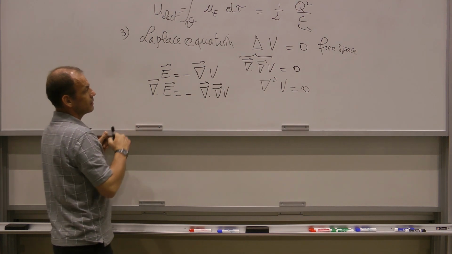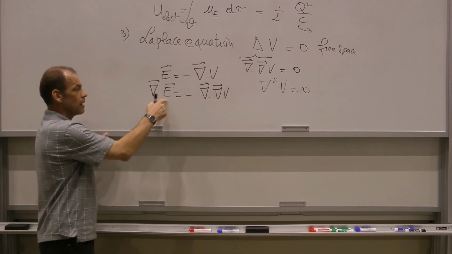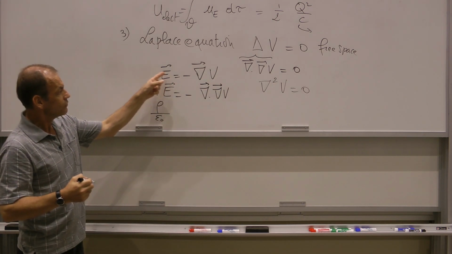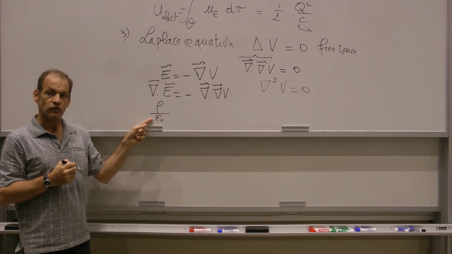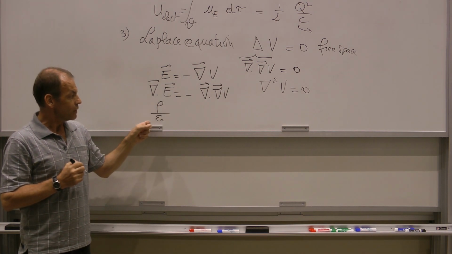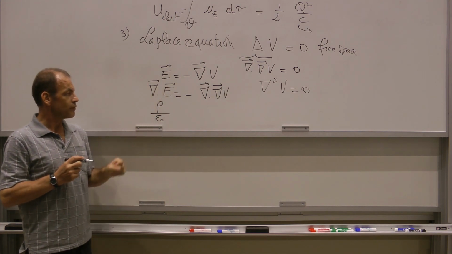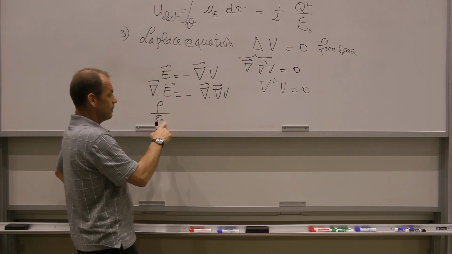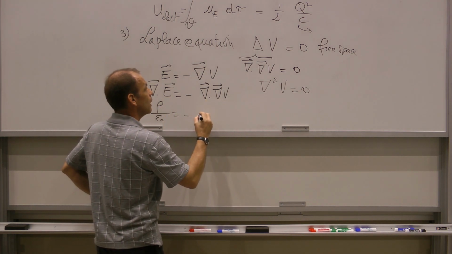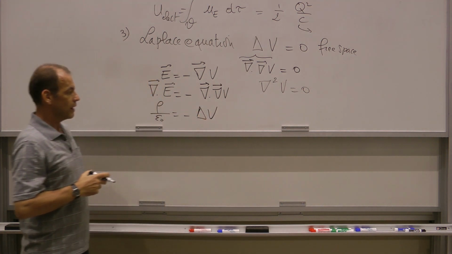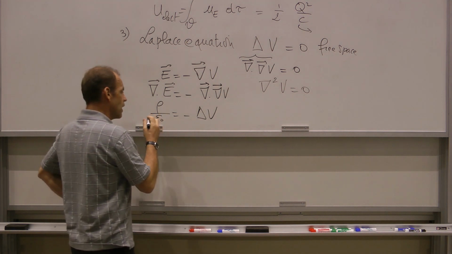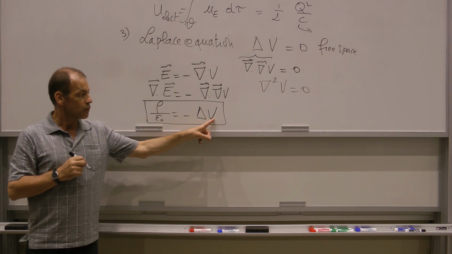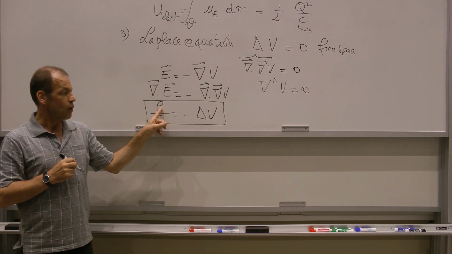So what do I have here? This is equal to rho over epsilon 0. In a sense, this is Gauss's law in the form of a differential equation. We've mentioned that, we've not used it too often, but we've mentioned that. So we have rho, which is the charge density per unit volume, over epsilon 0, equal to negative delta V. I'm going to call this the Laplacian. So we see that fundamental relationship that constrains the value of the potential in the presence of charge.